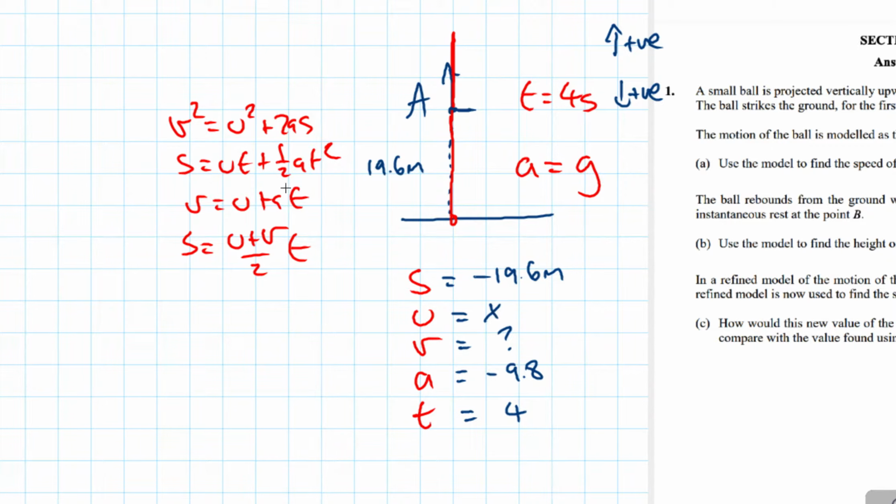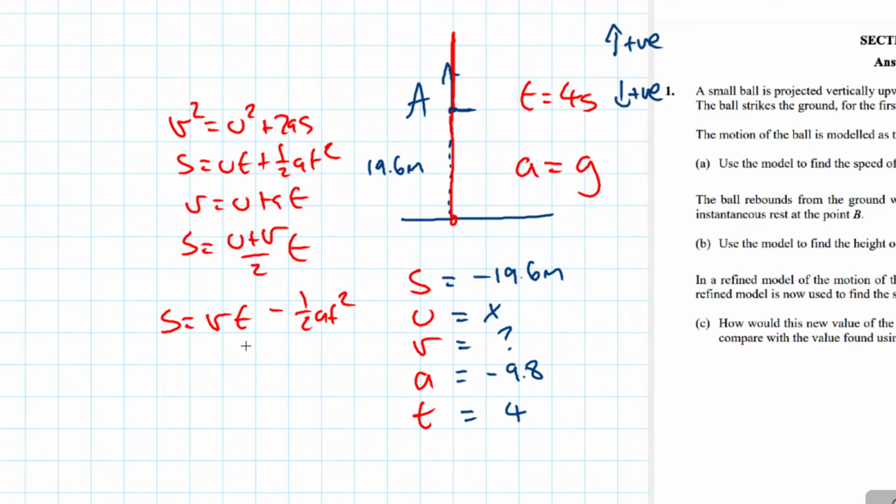Here we're not interested in u, so this one's an interesting one because we're not going to use those. We're going to use the one that is not often talked about, and that is s equals vt minus half at squared. It's kind of the forgotten equation. It's not, but it is a possible one that you could get.